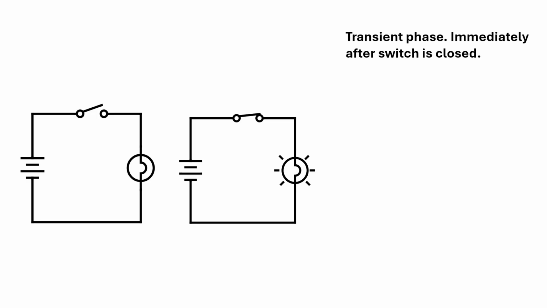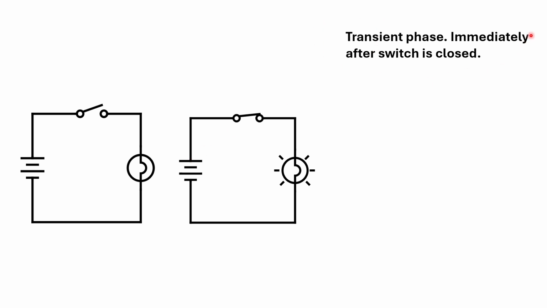I have a very simple circuit drawn here. On the left is a time before t equals 0. We have an open switch, battery, light bulb. Then we'll close the switch, and we're going to think about what happens immediately after the switch is closed.